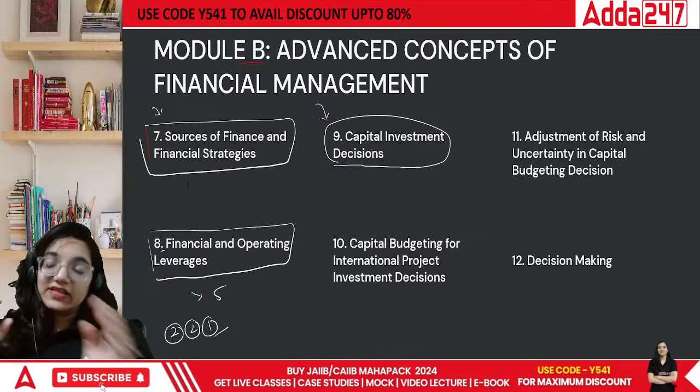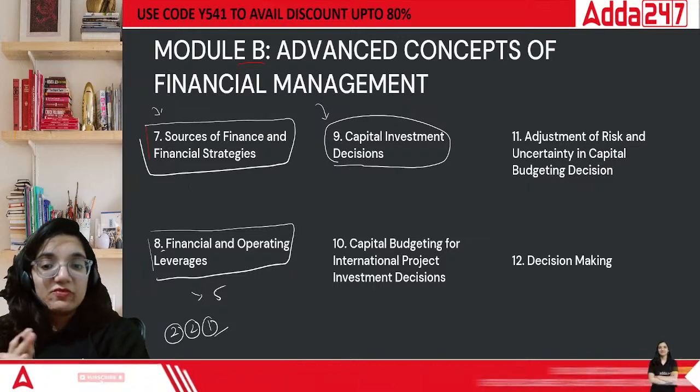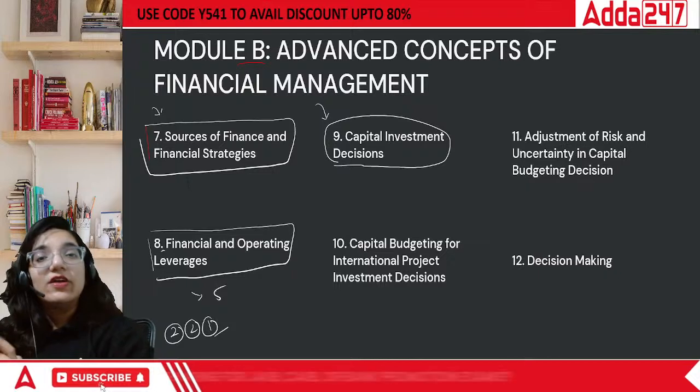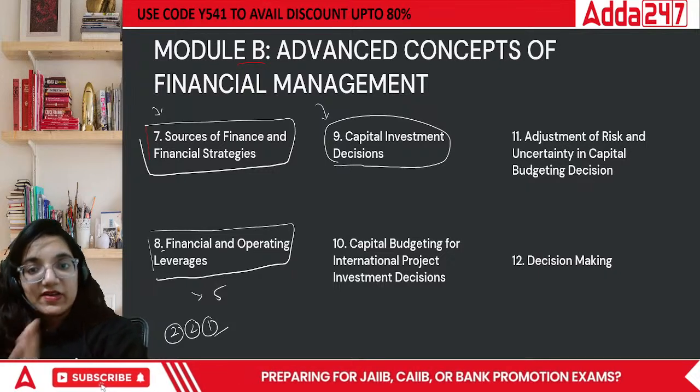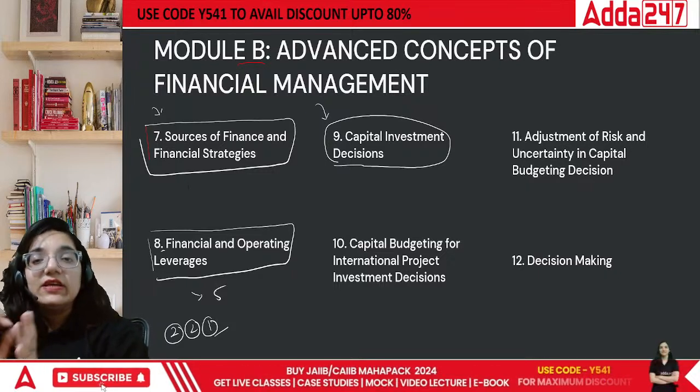Adjustment of risk and uncertainty. You chose a specific model, it didn't work out. So what do you do? You move on to some other model. That is covered in module B, chapter number 11.